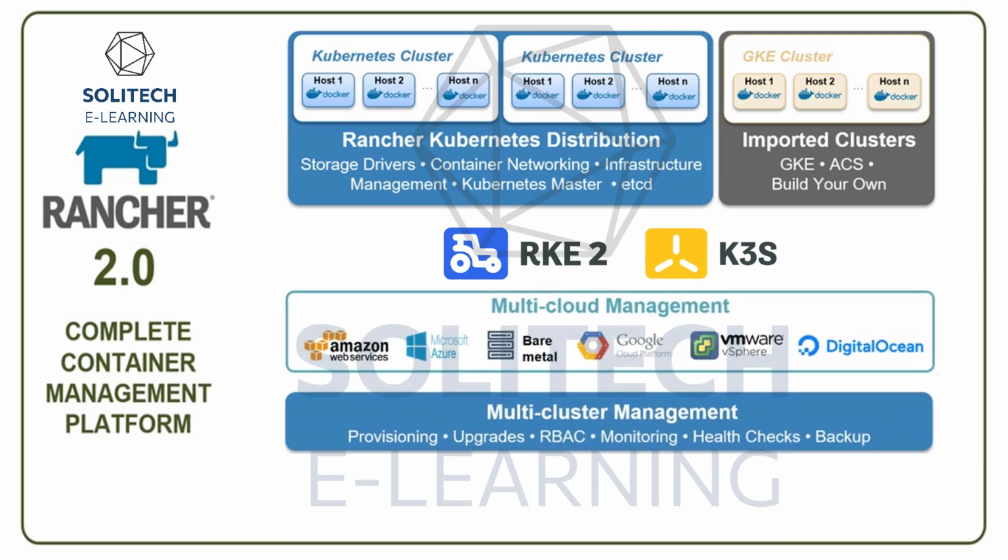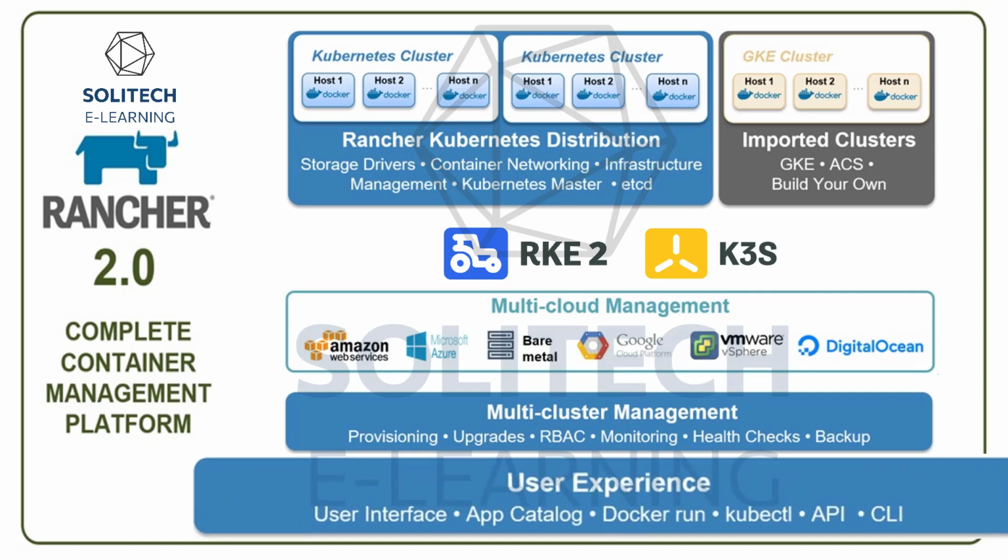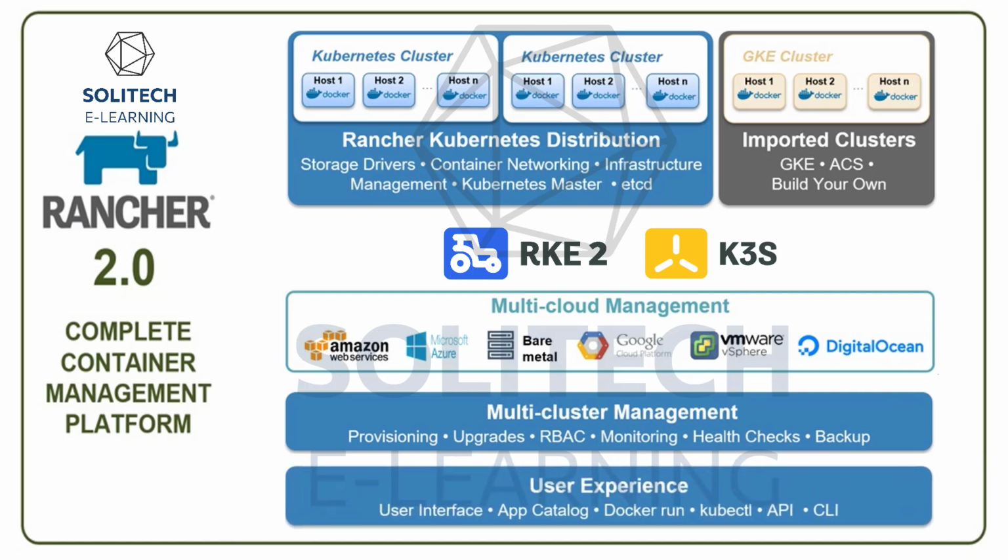Built-in security: role-based access control, policies, and compliance tools. Application catalog: one-click deployment of Helm charts and custom applications. Monitoring and alerting, integrated with Prometheus and Grafana. Think of Rancher as the mission control for your Kubernetes universe.